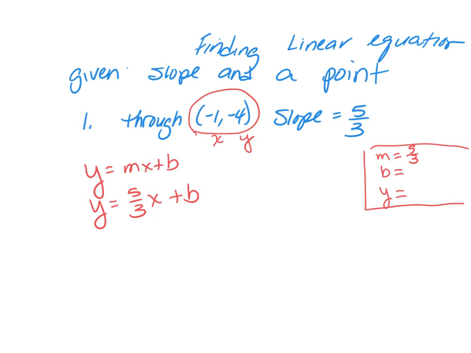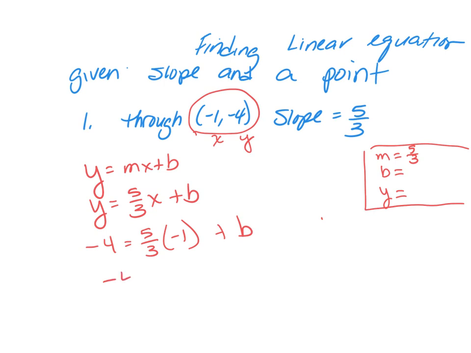There's an infinite amount of x's and y's. That is just one point. You can use any point they give you, and we're going to see how that works in a minute. But that represents an x and a y that makes that equation true. So the y is -4, so I'm going to put -4 equals 5/3 times -1 plus b.